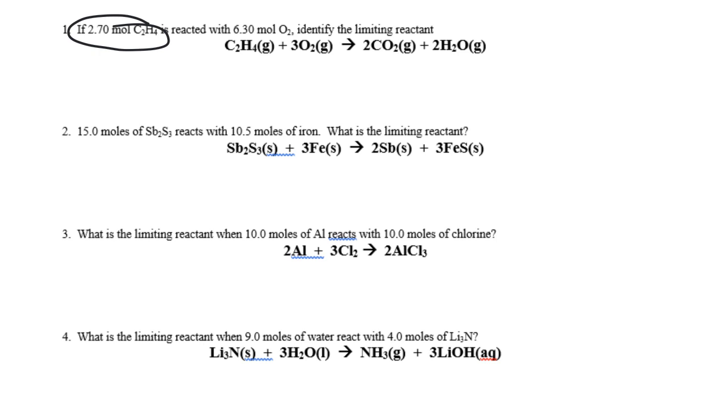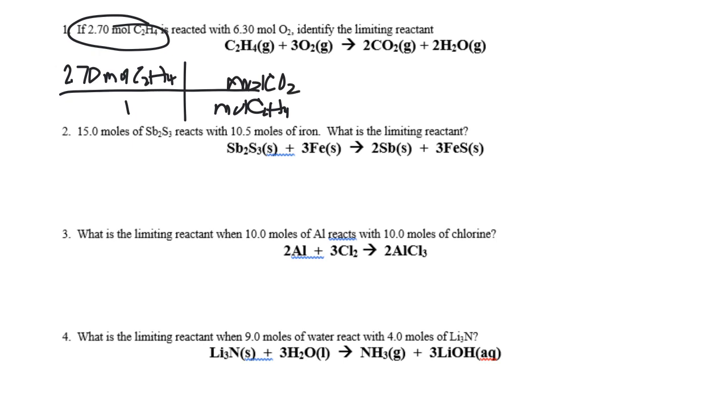So I'm going to go from 2.7 moles of C2H4. I'm going to put it over 1 mole C2H4 to mole CO2. Now I have a 2 next to the CO2 and I have a 1 next to C2H4. So I can make 5.4 moles if all the C2H4 is used up.